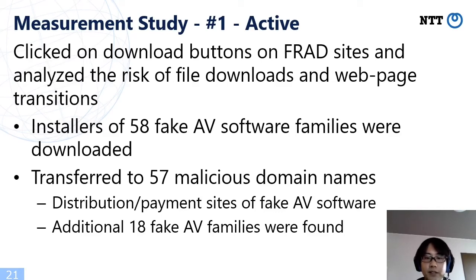When we analyzed the transferred web pages, we also found our crawler reached 57 malicious domain names, which include distribution sites of fake AV software and payment sites that required credit card numbers and personal information. 18 of those malicious domain names were used as distribution sites for fake AV software families that our crawler didn't automatically download. To summarize the results, we found that 76 fake AV software families were guided by flood sites.